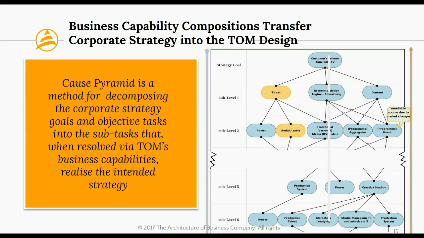As a result, when this work is complete, we have a clear picture of what is needed for realizing the strategy. Moving bottom up from the lowest level of fine-grained capability, we compose coarse-grained level capabilities and continue this assembly process until we reach the strategic goal and objectives.